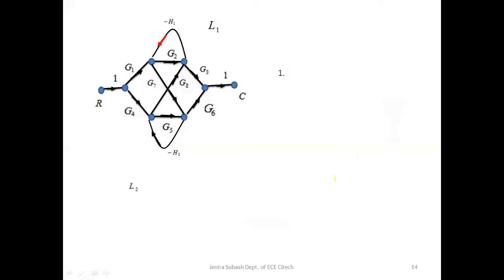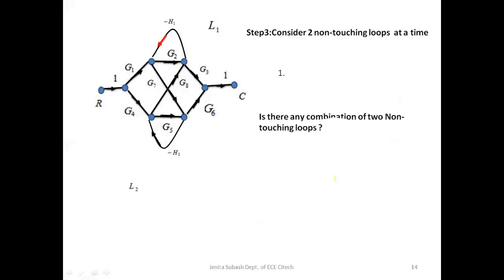Moving on to step 3, we have to consider two loops which are not touching each other. If you inspect the signal flow graph, we are able to identify two loops, L1 and L2, which are not touching each other, which has been highlighted in red color.